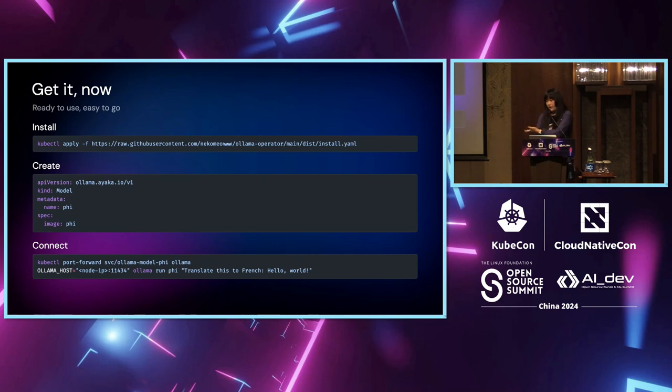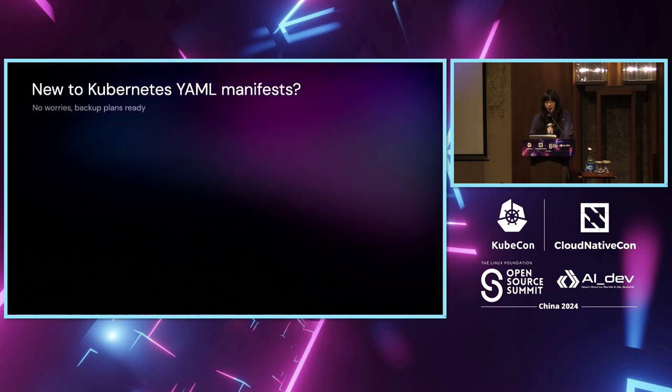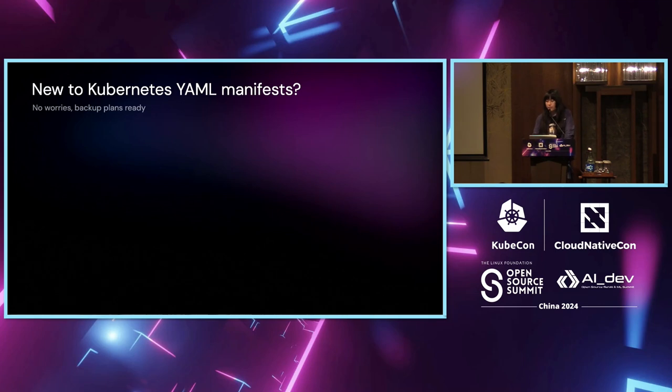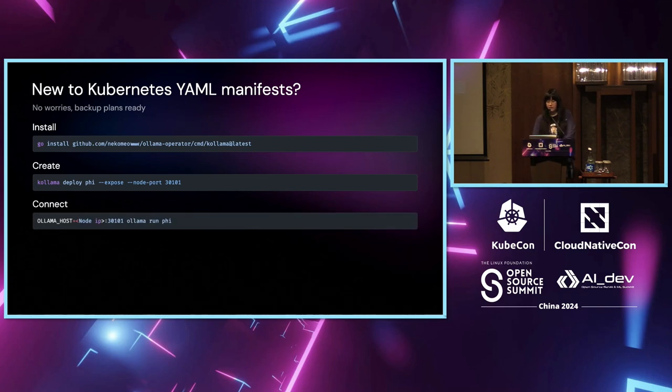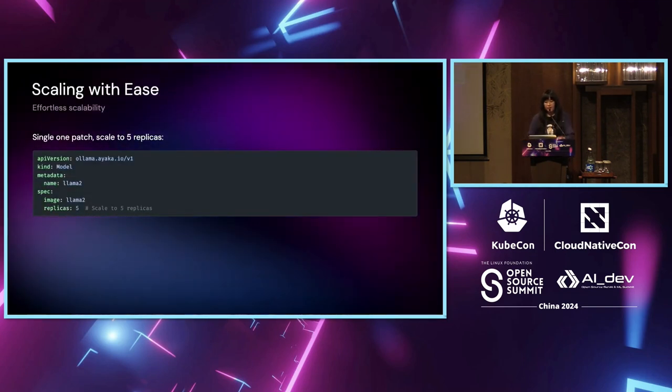Then connect to it. Or perhaps you dislike the taste of Kubernetes YAML manifests. I made a CLI called kollama to help you deploy. It's also a kubectl plugin, so you can use it as a kubectl subcommand too. Yes, that's as easy as you would see. For scaling, it's easy too. Just like any ReplicaSet or Deployment, you modify the replica field, make it 10, or 5. On the slide it's 5, then it will scale.